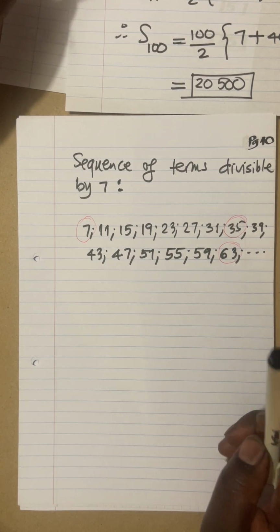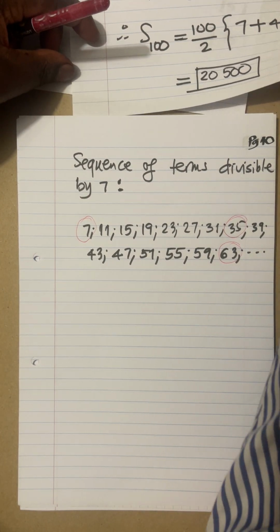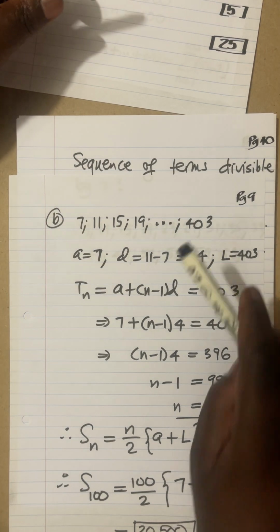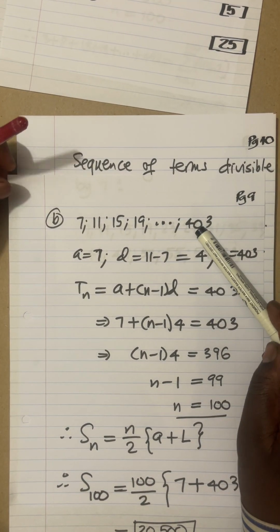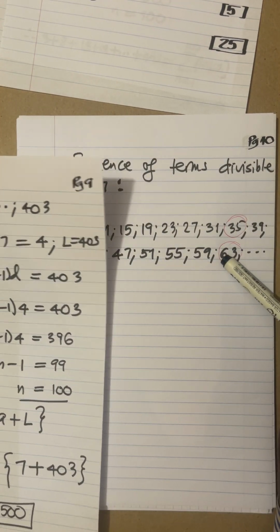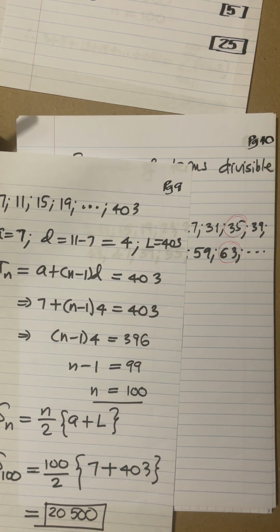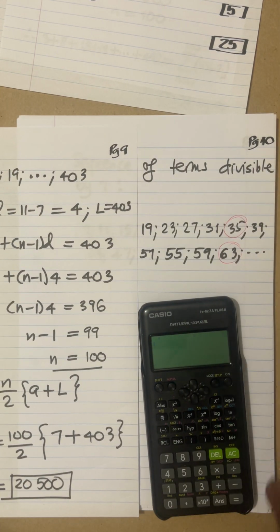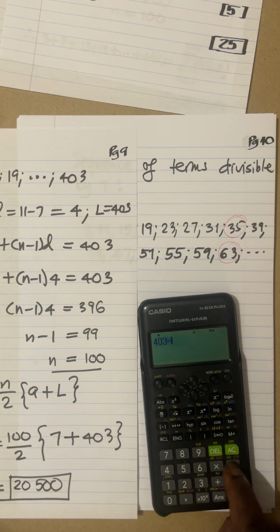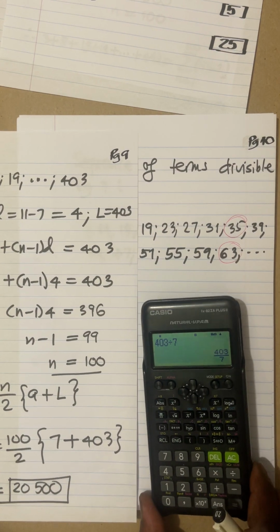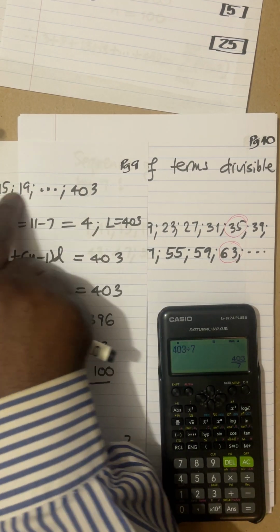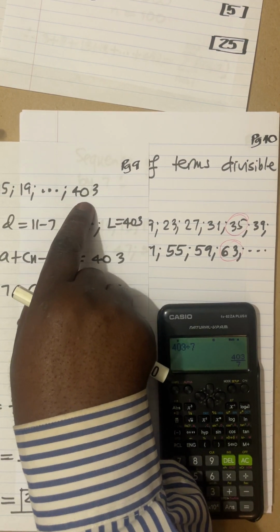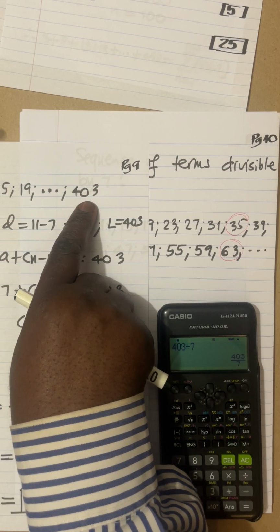But the task we have now is to determine the last term. Remember, we're supposed to stop at 403. So could this be the last term of all terms divisible by 7? Let's check. We divide this by 7 and see if the answer is a whole number. So it's 403 divided by 7. The answer is not a whole number, which means this one is a term of this sequence, but it is not a term of all the terms divisible by 7.